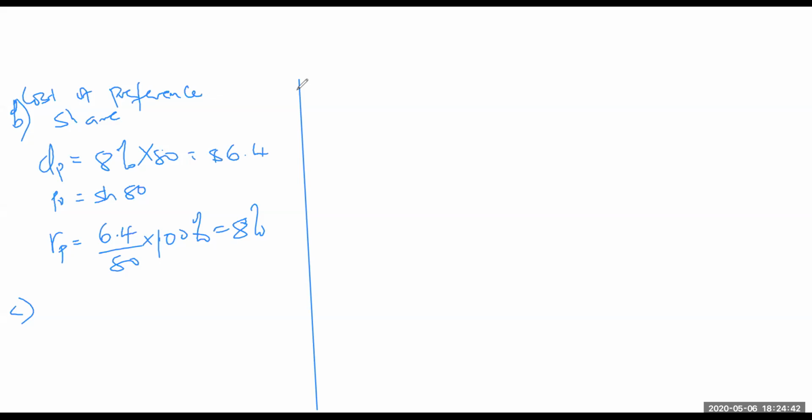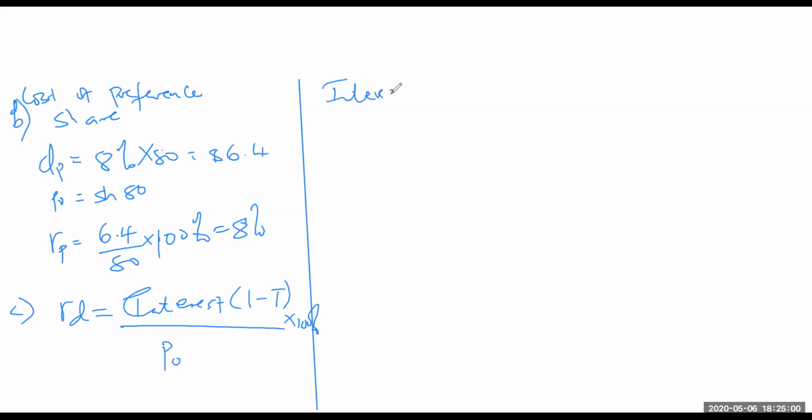So here, since they are irredeemable, the cost of the debenture is going to be equal to the interest times 1 minus t. We divide by the market value of those debentures. Of course, we express this as a percent. The net interest income, or the net interest expense to the company, is on a 12% debenture.